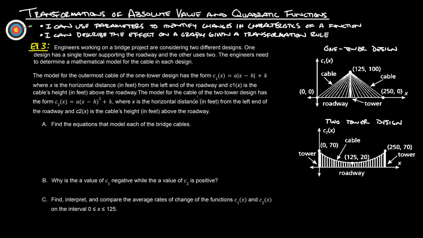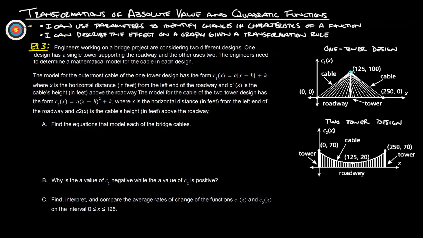And then the model for the two tower design is this here, a times x minus h squared, hence the curve quadratic, plus k. X is the horizontal distance in feet from the left end of the roadway. C2 is the cable's height in feet above the roadway there. So that's cable 2, cable 1, C1, C2. Okay, find the equations that model each of the bridge cables. Let's start with this one up here.